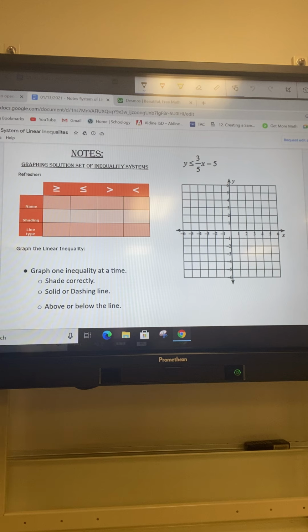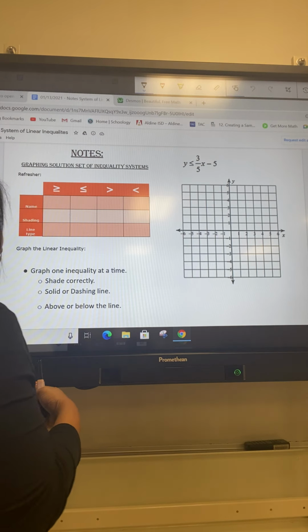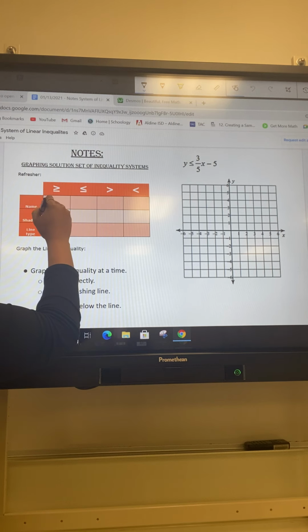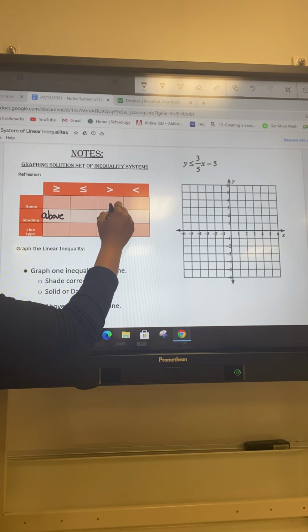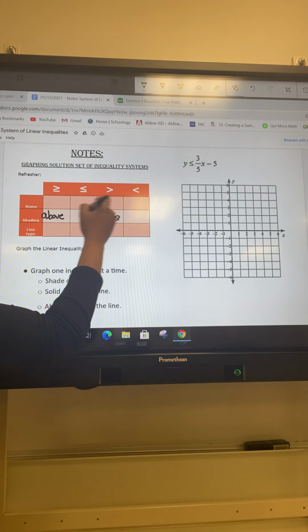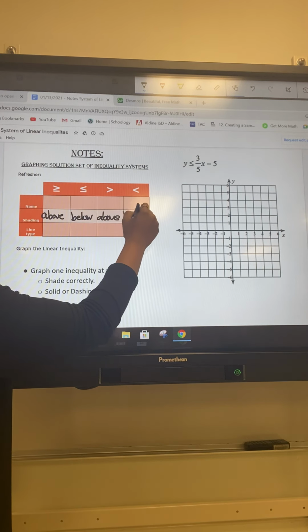All right, so we should be reminded of our inequality symbols up here. So we have less than or equal to, greater than or equal to, greater than and less than. And so we should recall before that when we graph an inequality, we're going to have to do some shading. And so we either have to decide if we shade above or below. So in the cases where you have greater than, you're going to shade above. So for each one of the ones that are greater than, we shade above. And the ones that are less than, we are going to shade below the line. Okay, so this should be reviewed.